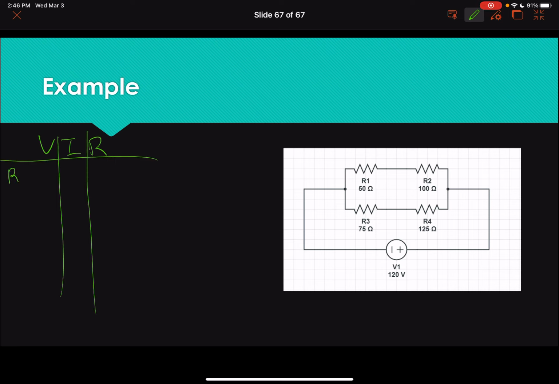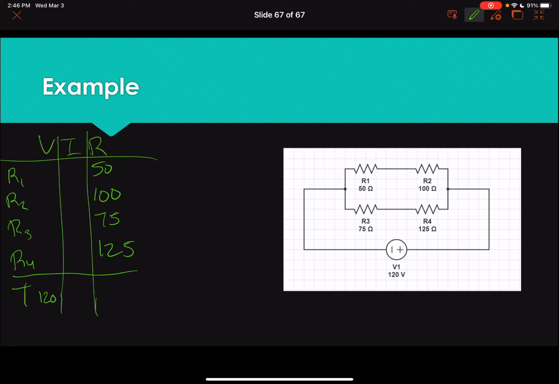And then we have R1, R2, R3, R4, and total. This will be the last one we do. R1 is 50, R2 is 100, R3 is 75, and R4 is 125. And then our total voltage is 120 volts.